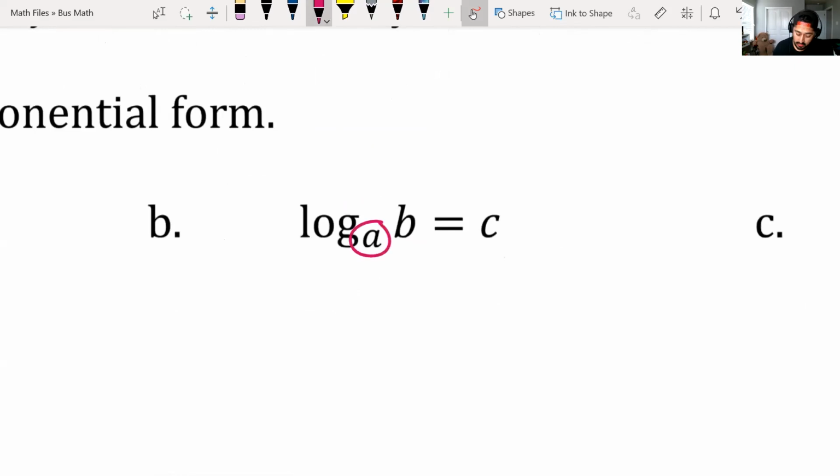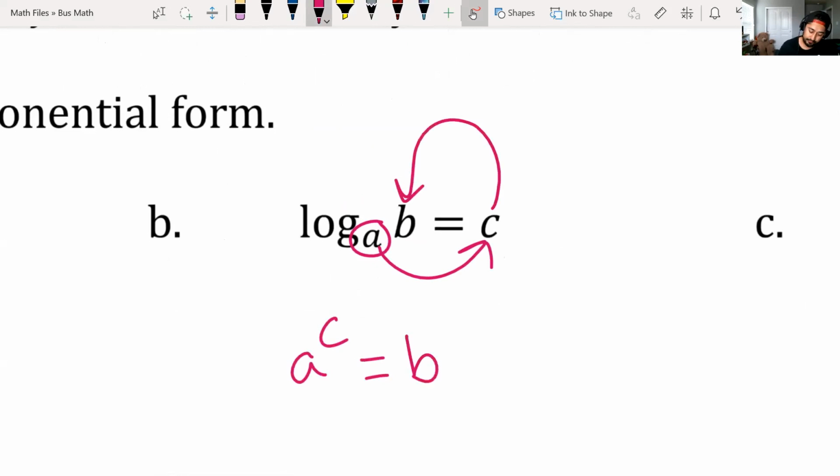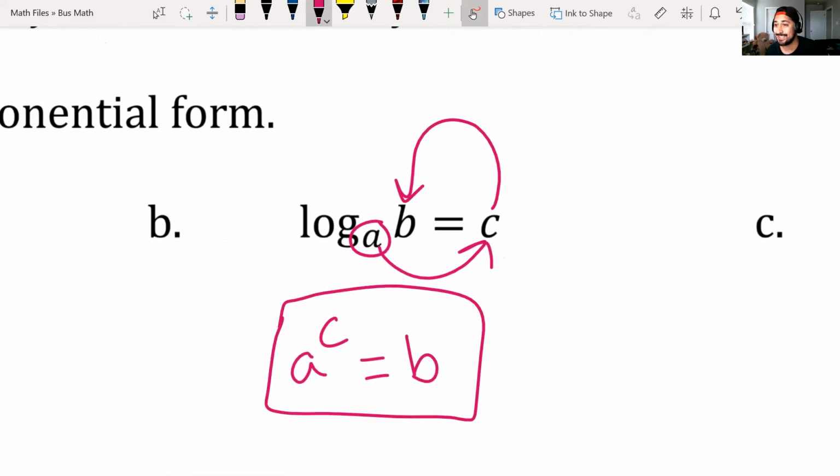Base A, raise to the outside number of C. So that's A to the C. Set it equal to the inside number of B. There you go. That's it. Now that's not a true statement, but sure, if you plug numbers in for A, C, and B, it would be true. Here is just practicing rearranging from log to exponential.